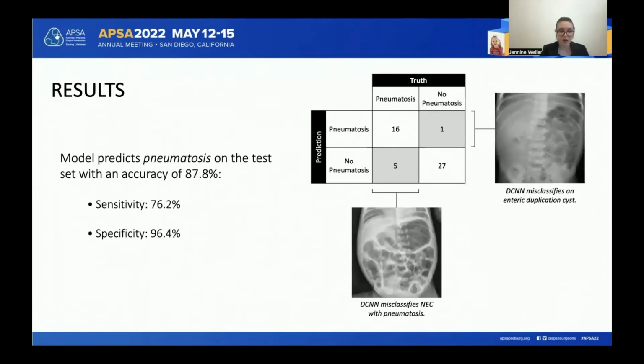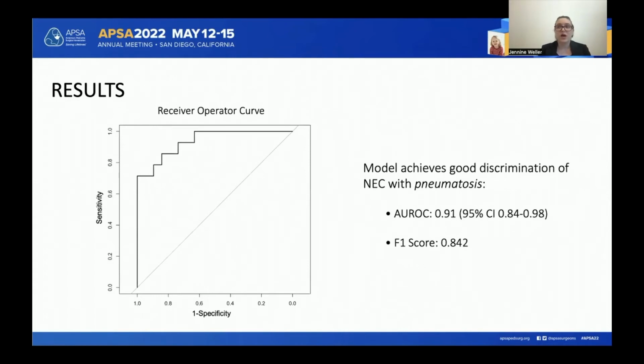So how'd it do? On the holdout test set of 49 images, our model achieved an accuracy of 88%, missing one control and 5 cases of NEC, with a moderate sensitivity and high specificity for recognizing pneumatosis. Receiver operating curves help us understand how well the model distinguishes between cases and controls at different thresholds of detection. Our model achieved an excellent area under this curve of 0.91. Alternatively, the F1 score is a way to look at model precision, also known as positive predictive value, and recall, or sensitivity. Our model achieved a good F1 score of 0.84.